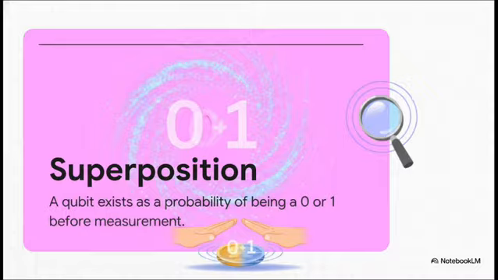Think of it like a spinning coin on a table. While that coin is actively spinning, is it heads or is it tails? Well, actually, it's neither. It's just a blur of motion, right? It's existing in a probability space. But the moment you slap your hand down on the table, the moment you measure or read that qubit, it forces it to collapse into a definitive 0 or 1. So superposition definitely doesn't mean doing infinite things at once.